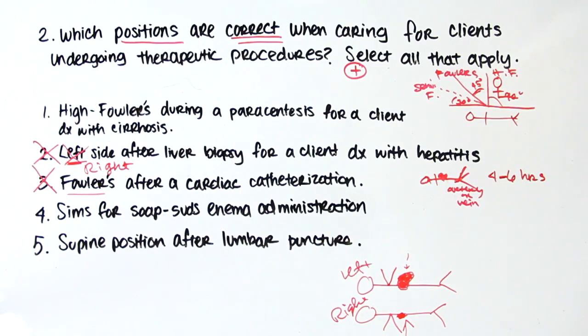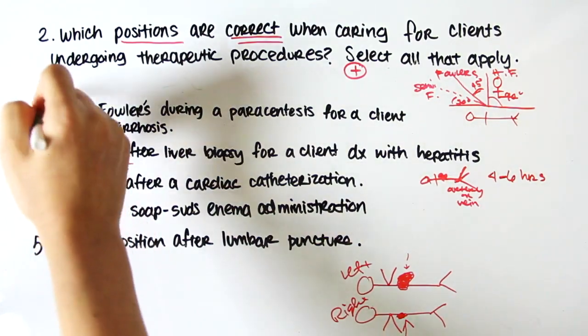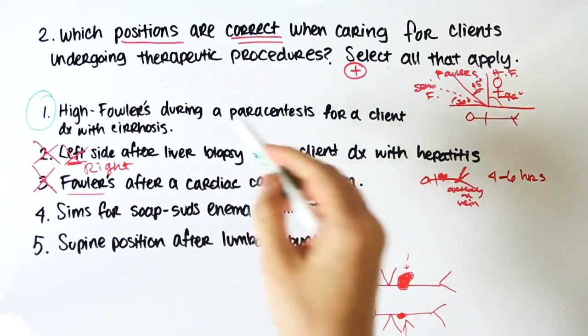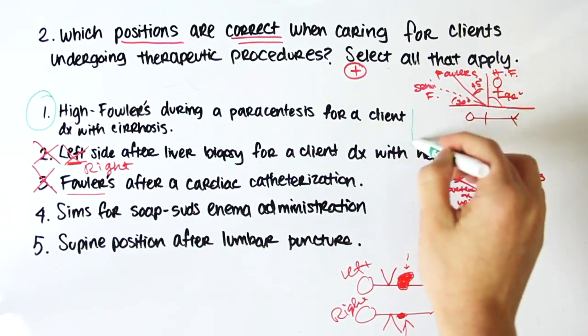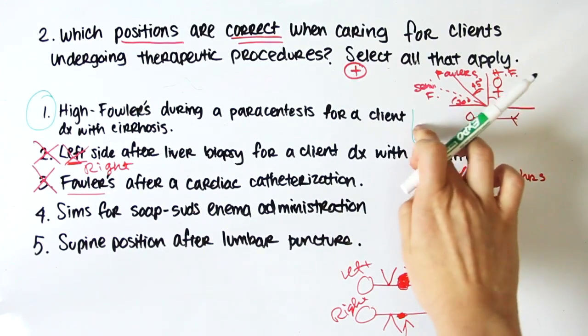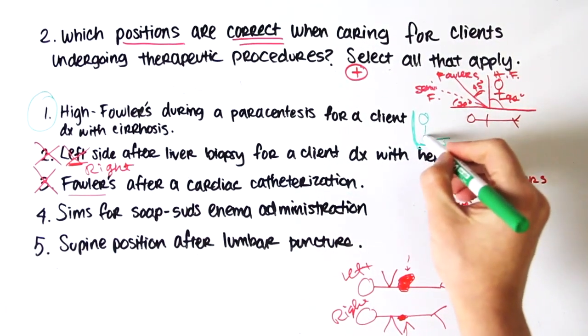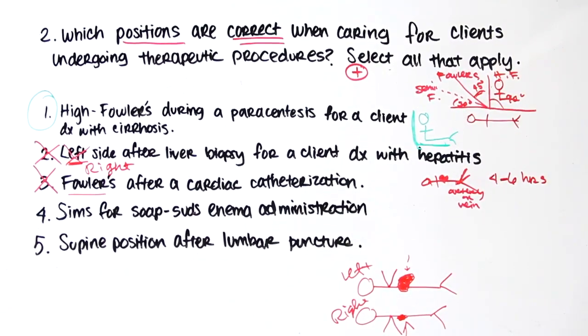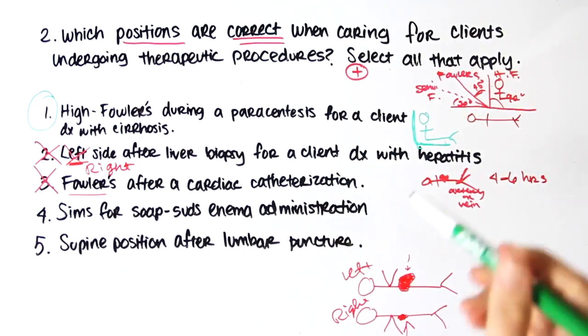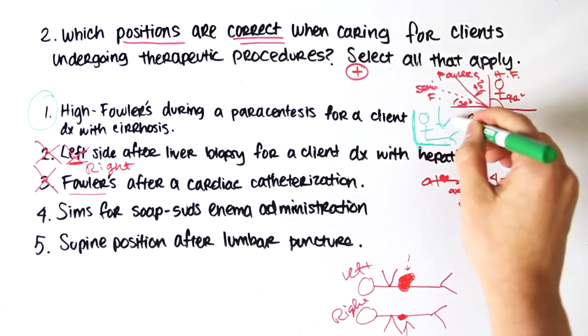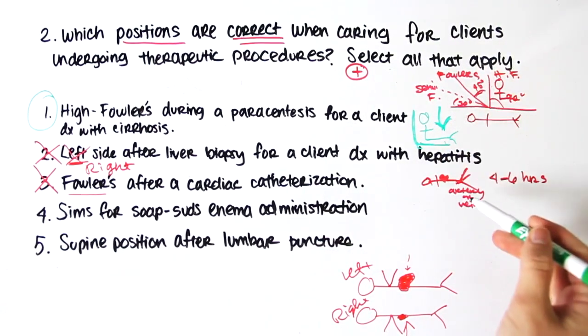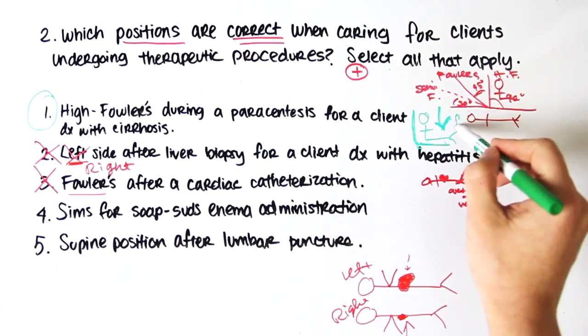But number 1, high Fowler's during a paracentesis for a client diagnosed with cirrhosis. That is a correct answer. Let's use green. That is a correct answer. Why? If they're sitting up in high Fowler's, that's like a 90-degree angle, and the patient is sitting upright. The patient is in high Fowler's for a paracentesis because this allows for pooling of the fluid. We're letting gravity help us out here so that we can drain out all the fluid.